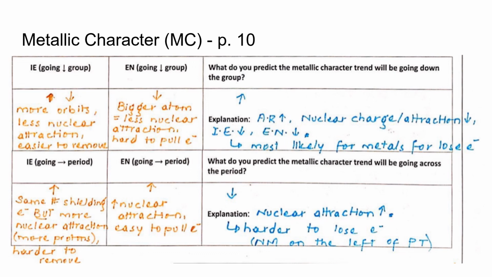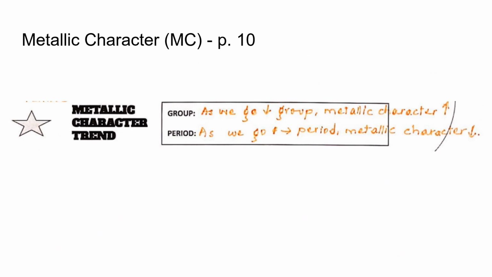So both of these things are pointing towards something that is not so much metal-like, because remember, metals tend to lose electrons. In this case, it's very hard to lose electrons. So the metallic character is going to decrease as we go across the period, just because of the fact that it's harder to lose electrons. So here's the general trend. As we go down the group, metallic character increases, and as we go across the period, metallic character decreases.